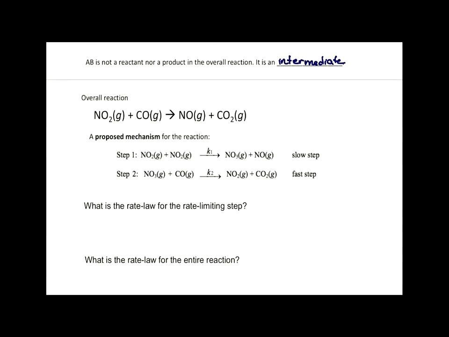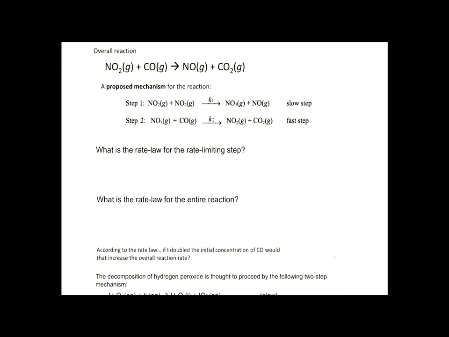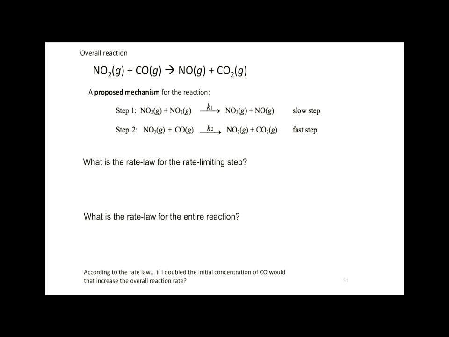Right, we're going to do another one? Yes. Okay. So here's your overall reaction. Here's a proposed mechanism. You can cancel things to prove to yourself that these two steps add up to the overall mechanism. All right. So which step is the rate limiting step? Which one do we care about here? The first step. Yeah, because it's the slow step.